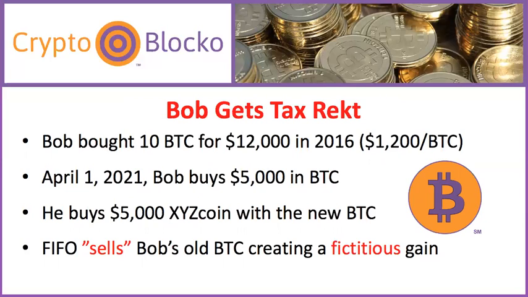Now, notice how we have "sells" in quotes because FIFO really doesn't do the selling. Bob does the selling. It's that when you do the tax calculation, FIFO, so-called, does the selling based on the FIFO methodology, which is first in, first out. So it means the oldest coins in Bob's inventory, the 10 BTC above, that's what gets sold first.